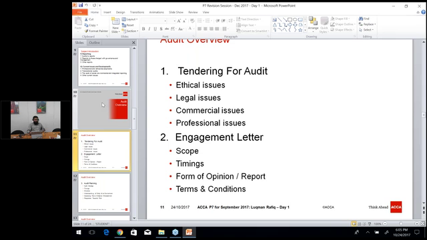Then we talked about the engagement letter signing, and what exactly an engagement letter is: the terms and conditions that you have discussed with the client. Those terms and conditions are documented, and the documented letter is signed, so that becomes a contract between you and the client. That is an engagement letter.